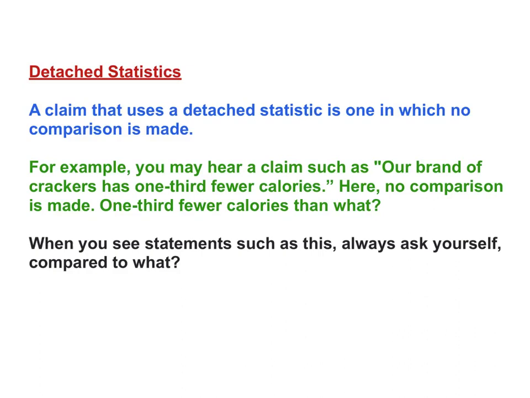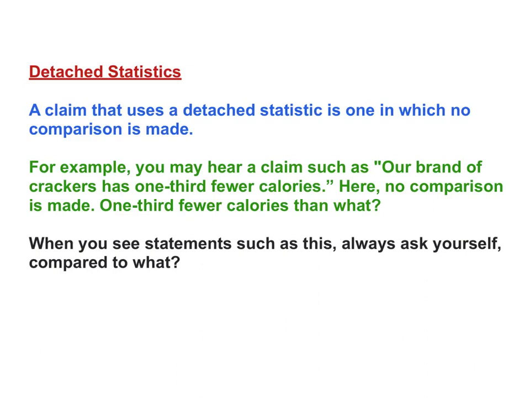Again, if it's being compared to nothing, you should question it. You should be skeptical of that claim. Not to say that it's wrong. I mean, there may be a grammar mistake. Maybe they just left a word off, and it was a mistake. Maybe it does mean to be 1/3 less than Ritz. I don't know. But the fact is it's worth questioning.